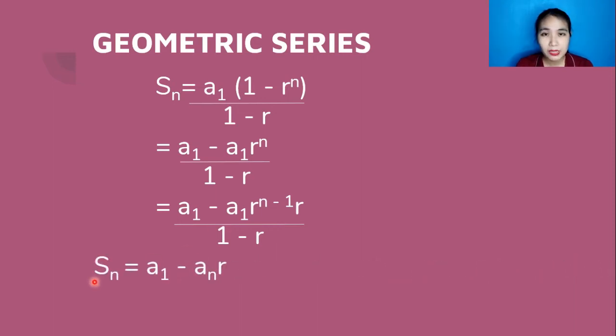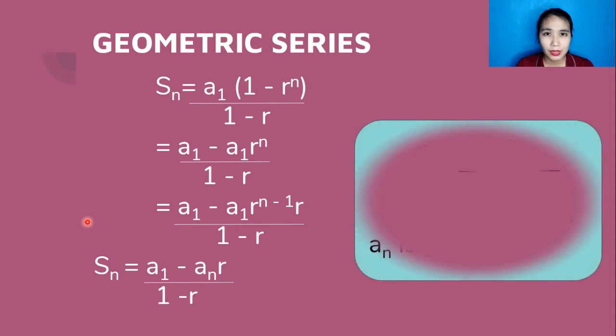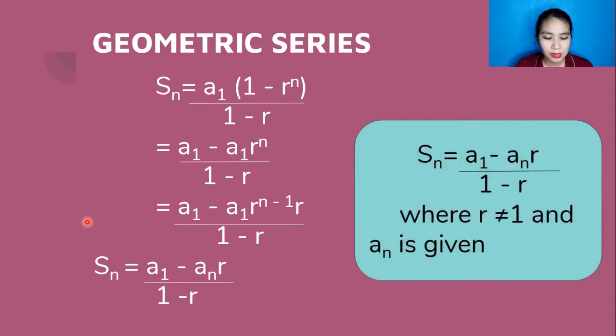So we have S sub n equals a sub 1 minus, again this one, a sub 1 times r raised to n minus 1 is already our a sub n. And then we copy our r over 1 minus r. So this is now our formula in finding our finite geometric series if our r, again, is not equal to 1 and our a sub n, or last term, is given.